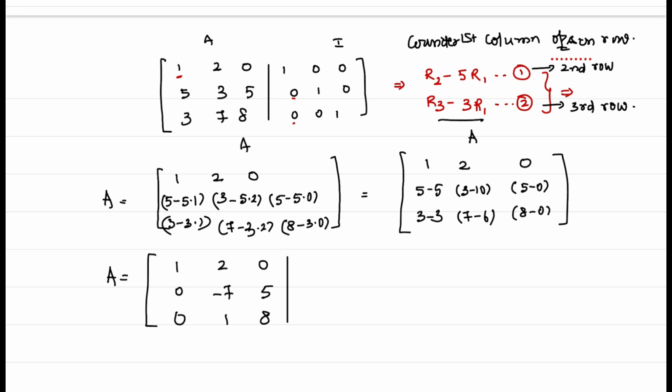Now, because I want to show A and I separately, I will add them up in the augmented matrix afterwards. I operation: what is happening? R2 minus 5R1. R1 I am not disturbing. R2 minus 5R1. R2 is 0, 0 minus 5 into 1. 1 minus 5 into 0.